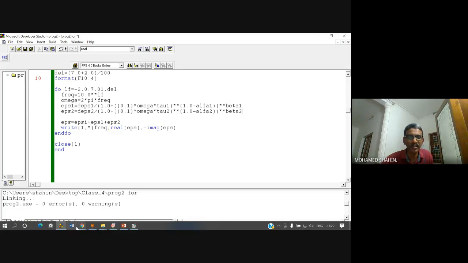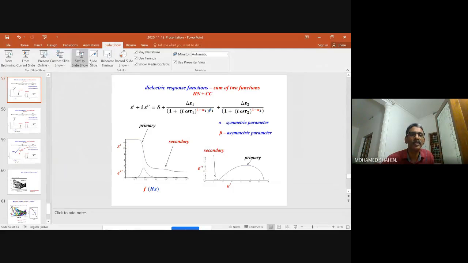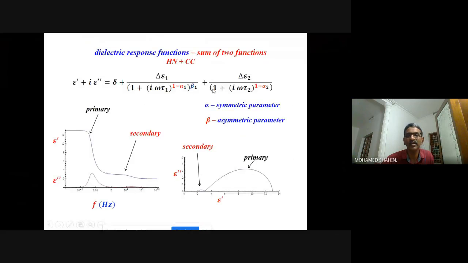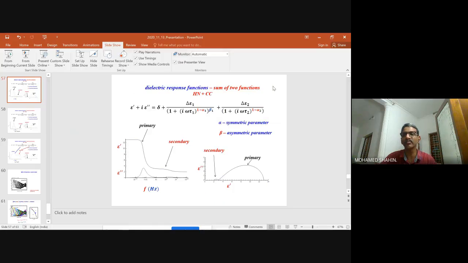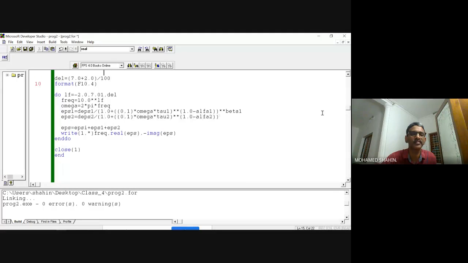Now go to this equation in PowerPoint once again from the current slide. In the second process, there is no beta. So either beta, you can put it as 1 because it is a power, or you can remove that. Whatever you like, you can do that. Beta 2, I am removing. Alpha 2, the other things I am retaining as it is.